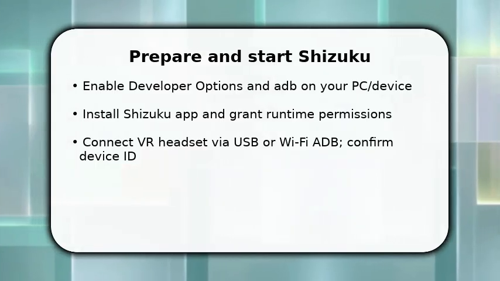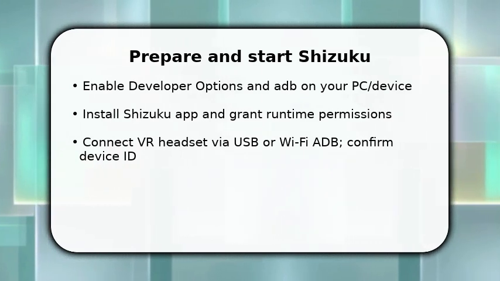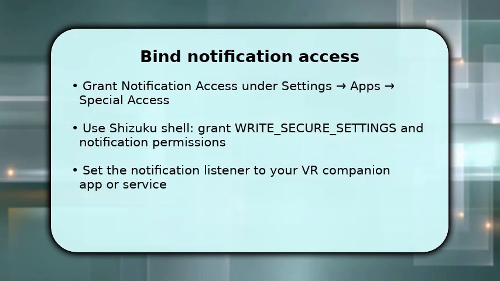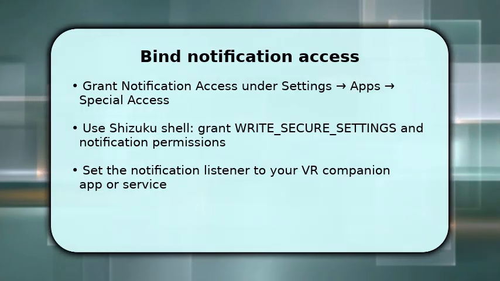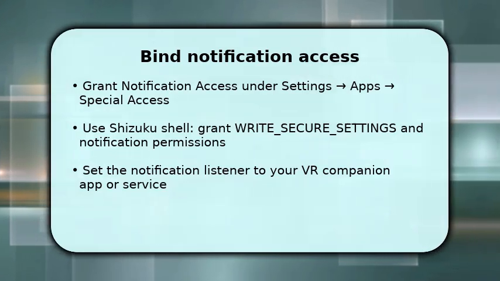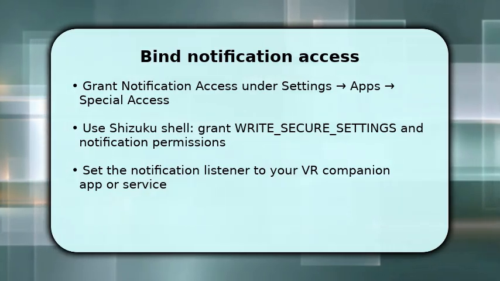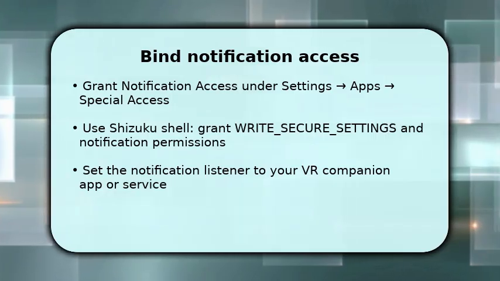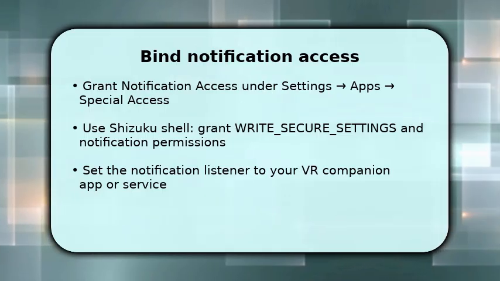This immediate setup gets the service active, and you'll move straight into binding notification access and configuring VR-specific options. Now you bind notification access and adjust secure settings. You open Settings, then Apps, then Special Access, and enable notification access for the VR Companion app. Once that's checked, run Shizuku shell commands to grant write secure settings and any required notification permissions. This ensures the OS will forward alerts.